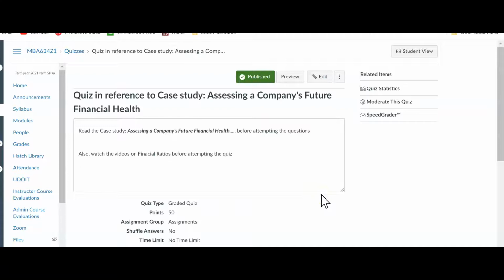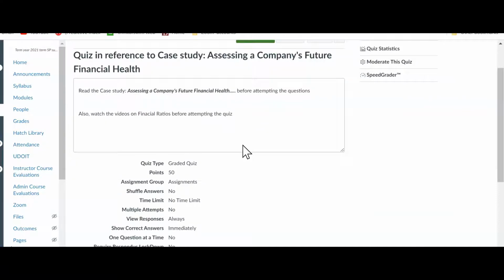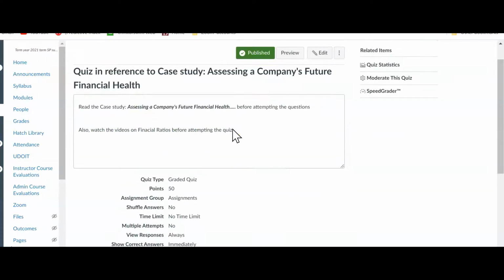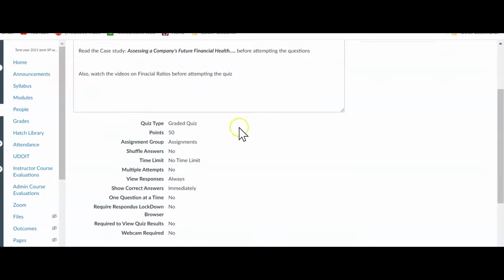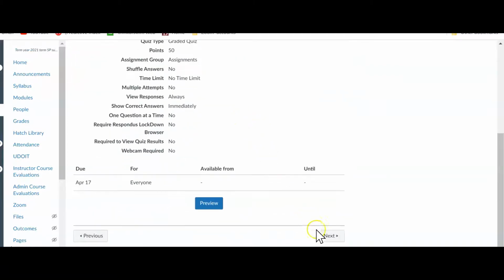Then you also have a case study called Assessing Companies' Future Financial Health, right? You're going to read that. This is a quiz. So this is not a case study analysis. So it is individual, like most quizzes. And the questions are related to what is in the case study. So please read the case study. And obviously, if you want to know more about the ratios, watch the videos, or you can read the textbook. And then this will allow you to do, again, an individual graded quiz, and you will do that.